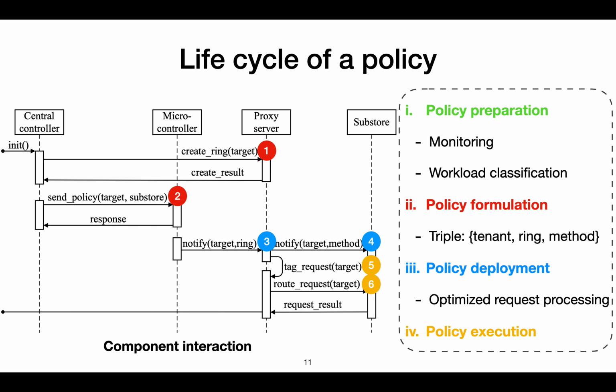The microcontroller carries out the third stage, policy deployment. Necessary information is delivered to middlewares on the proxy server and the storage nodes for request tagging and identification. The last stage is policy execution, which means the policy taking effect on the data plane. The requests are not only forwarded by the specific rings but also processed with performance optimizations.